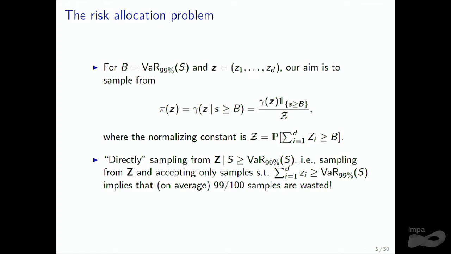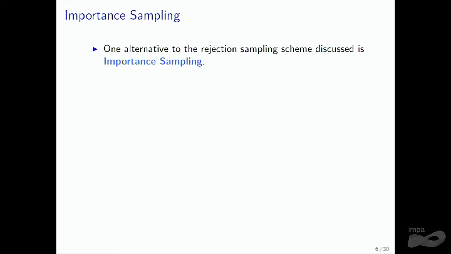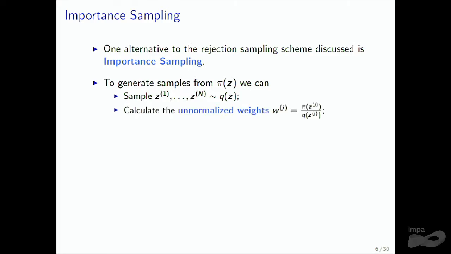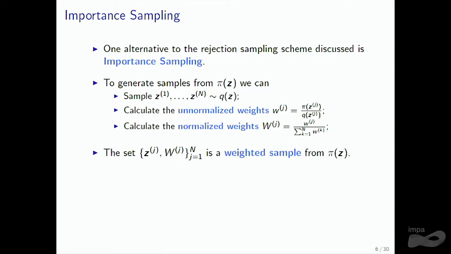So one obvious alternative to this kind of naive sampling procedure is to try to do some importance sampling. So importance sampling in a nutshell, to generate samples from that guy there, that pi, which is the conditional density, we can sample from an auxiliary distribution Q. We should calculate the unnormalized weight, which is the ratio between pi and Q, or gamma and Q for this matter, and then normalize this weight by the sum of the weights. Okay, so this is a very simple procedure, and then this set here of samples from Z with weights capital W is a weighted sample from this distribution pi.